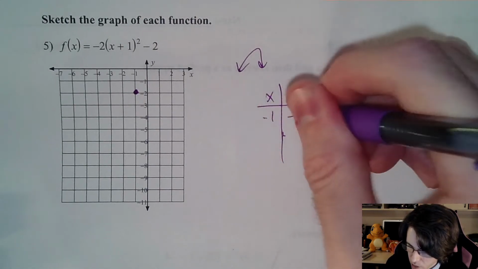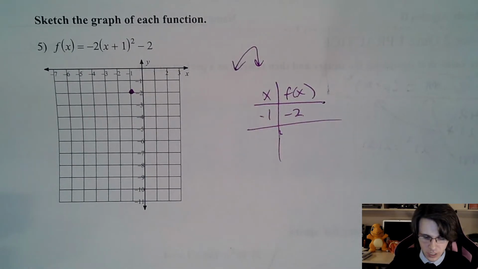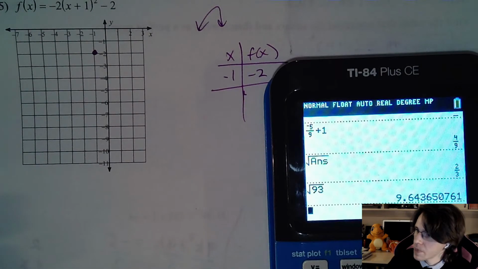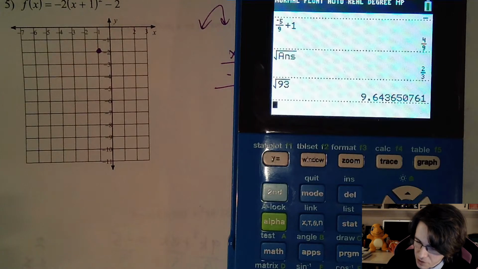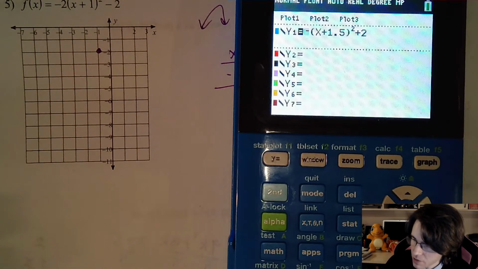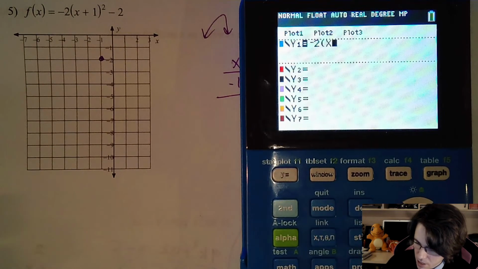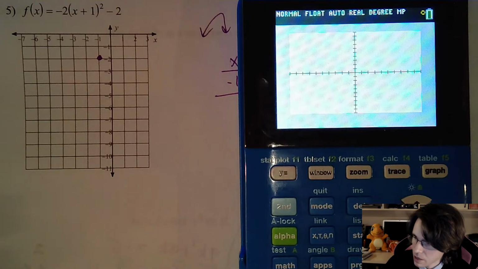So we got -1, -2. Let's get some more coordinates going in our calculator. That's the only required coordinate, by the way. All the other coordinates, you need 5 total, just to make it nice and neat. So we're going to go y equals, clear off whatever you have there, and we have -2 parentheses x plus 1 squared minus 2, and then you're hitting that graph.